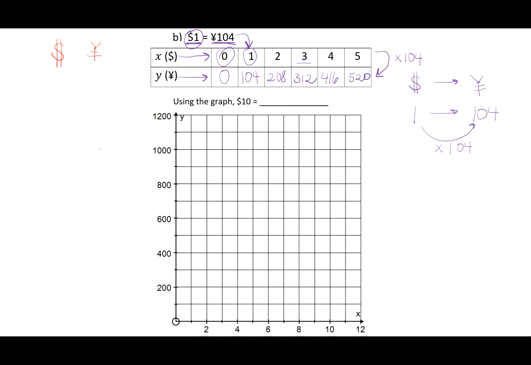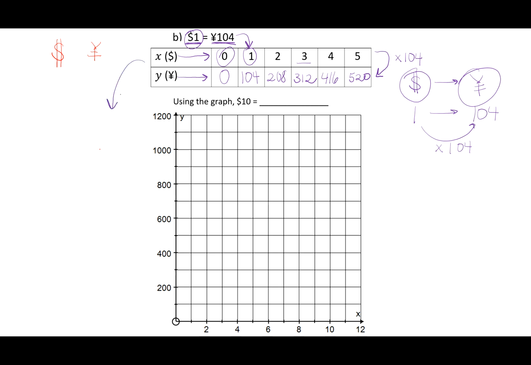So this is a really useful skill to be able to have when you're traveling. If you're traveling around the world and need to convert your money and understand how much something will cost when you're paying for things, it's important to have the general idea of how to convert from one type of currency to another.